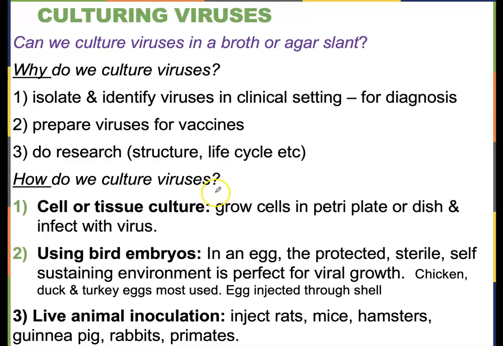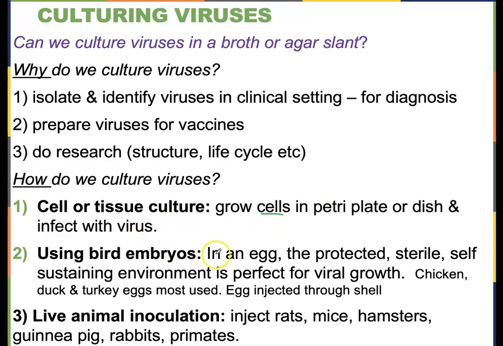And then how? There are these 3 ways. You can use tissue culture or cell culture. Basically you have cells that are grown in a petri dish and you just infect the dish with virus and the virus will enter the cells.